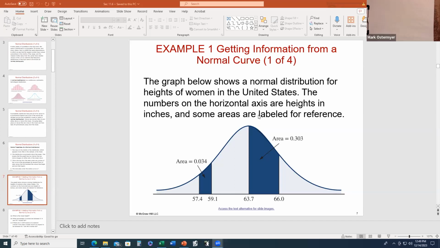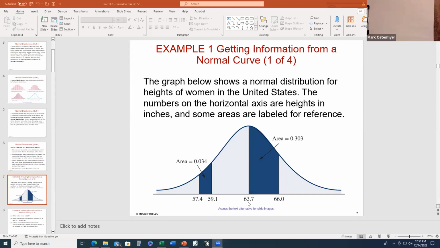the numbers on the horizontal axis are heights in inches, and some areas are labeled for reference. Okay, so the middle height is what? Now, this cannot be feet. It's obviously not feet. So what would be your guess these units are here? The units are probably in what? Inches? Probably, I would think inches.